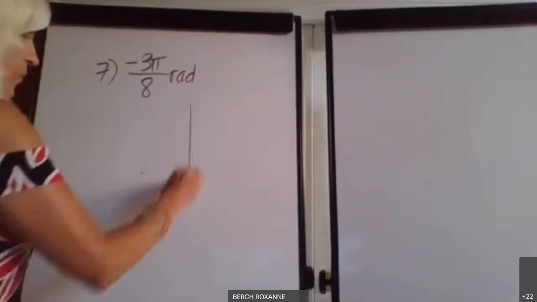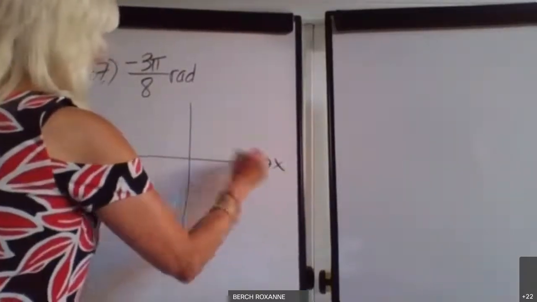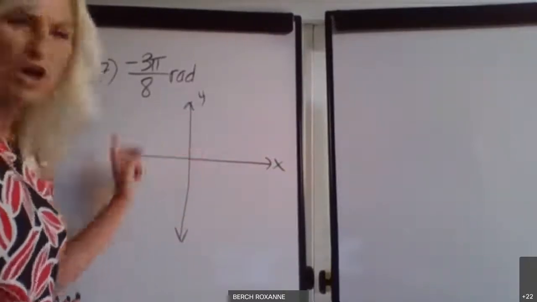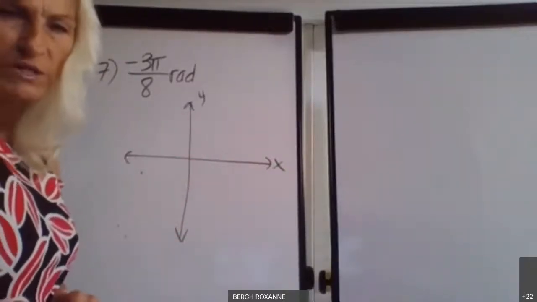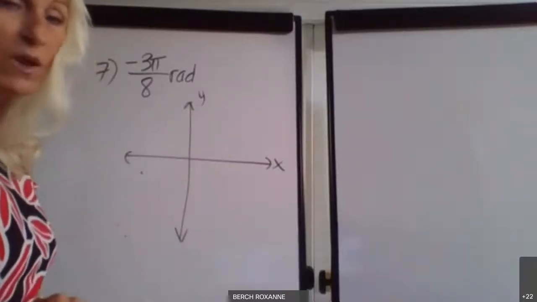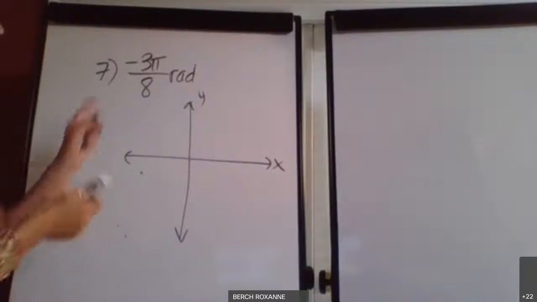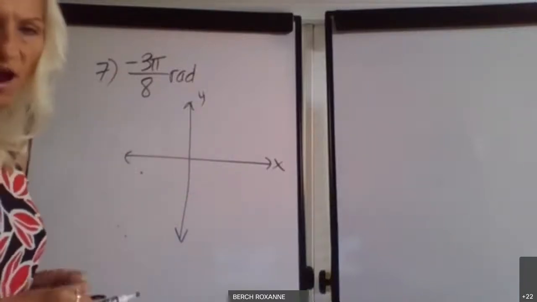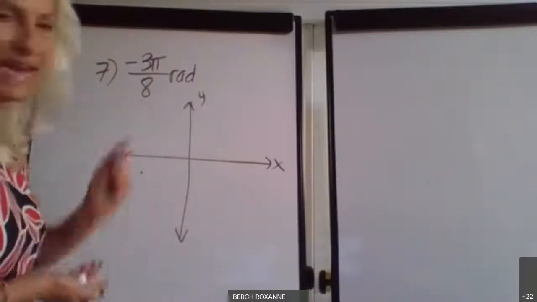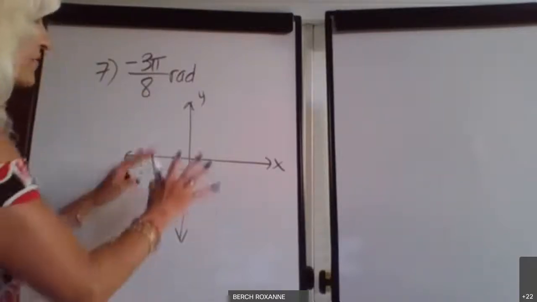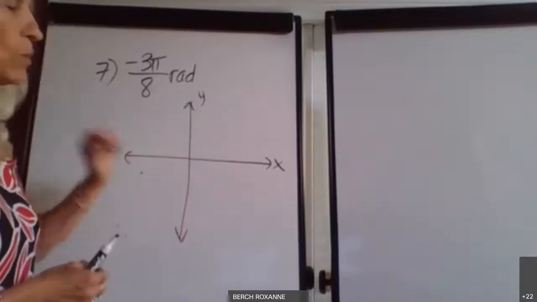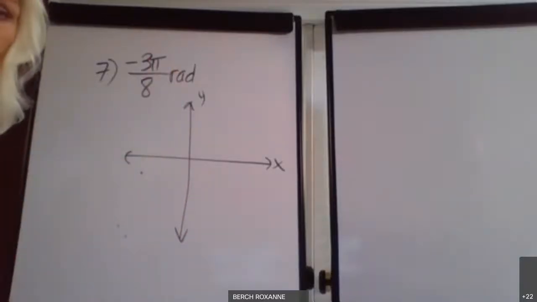All right, so the first step was to draw the coordinate plane and make sure you label it. Sometimes you'll see people draw a circle. We're not talking about the unit circle right now, but pretty soon you'll see I'll draw a circle also. Anyhow, this is a negative angle, so it's going clockwise. That means you're going to divide the bottom into 8 equal parts. If it's an improper fraction, you would have to not only divide the bottom into 8 equal parts, you'd have to divide the top into 8 equal parts.